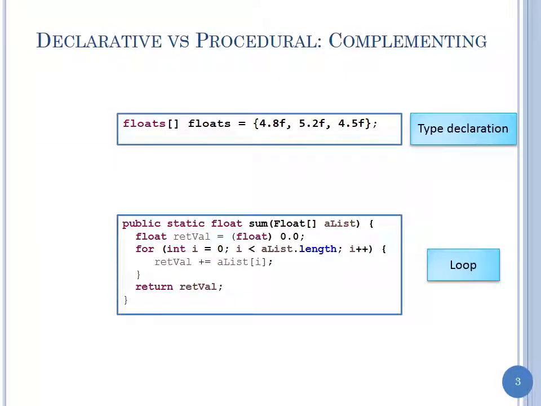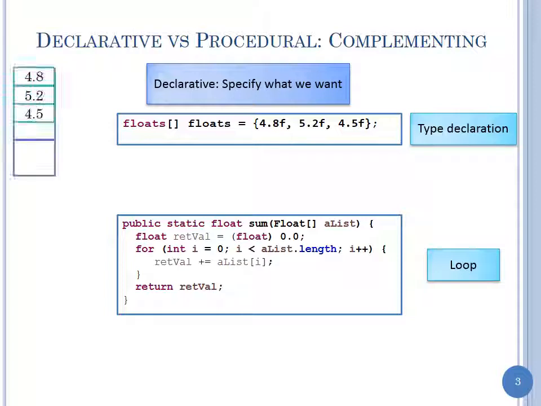I'm using a slightly more complicated example than what Nick gave. I'm just saying floats equals 4.8f, 5.2f, 4.5f. Is that an example of a declaration or non-declaration? Declaration. I'm just saying what I want. The system could lay out these three numbers with no spaces in between or with spaces in between. You can't do a thing about that. You hope it does it the efficient way, but you had no control over what it did with the declaration.